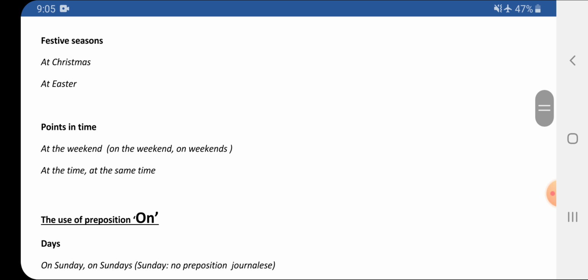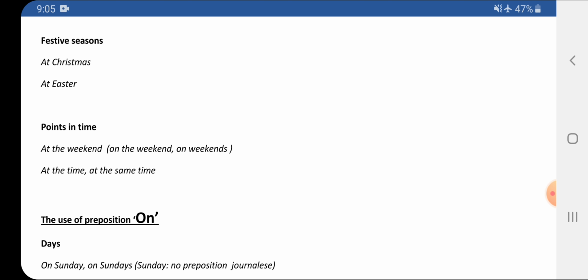Then points of time, that's exact. Points of time means exact. At the weekend, so before weekend we use at the weekend. Also we can say on the weekends, or on the weekend, or on weekends.